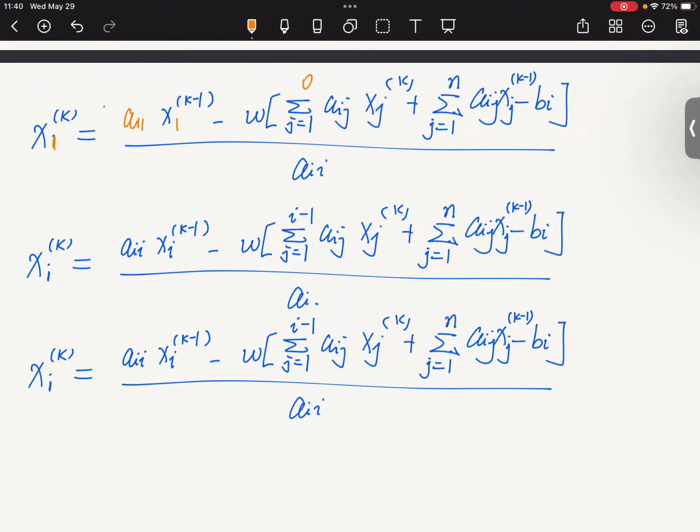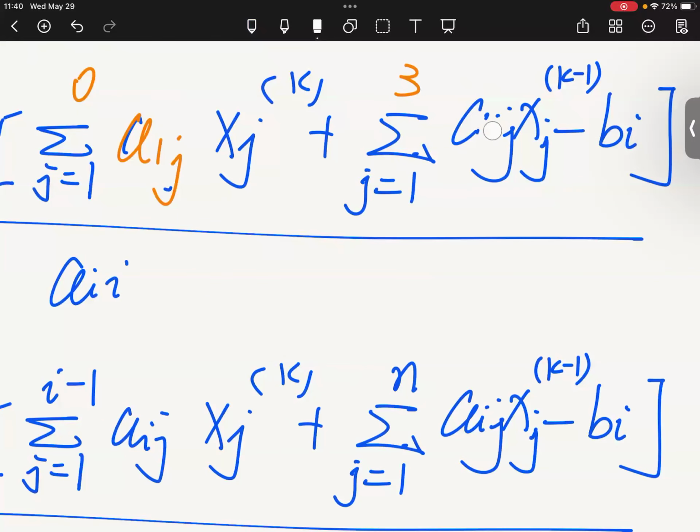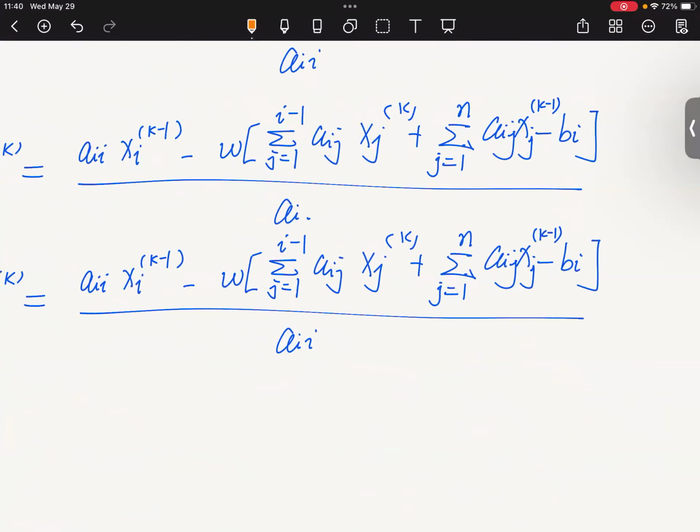We will see later what's happening here. Okay, so i equals 1, a1j, j equals 1 to n, where n equals 3 because we have a 3 by 3 matrix here. And then i equals 1, a1j, and b1 here. Okay, good.